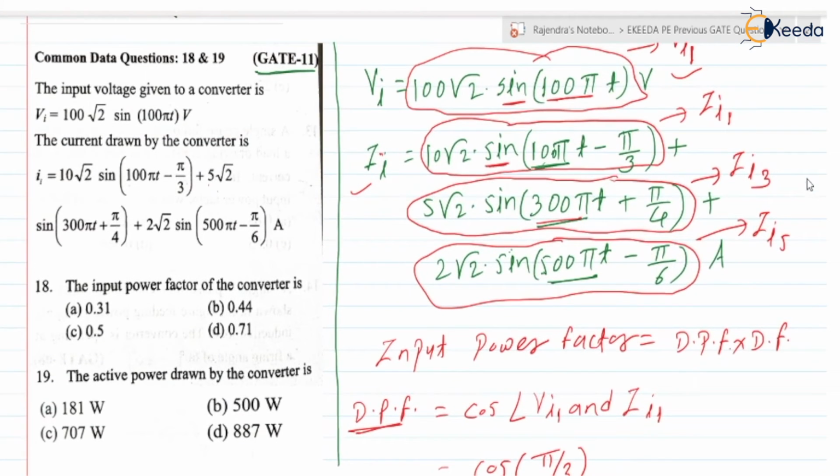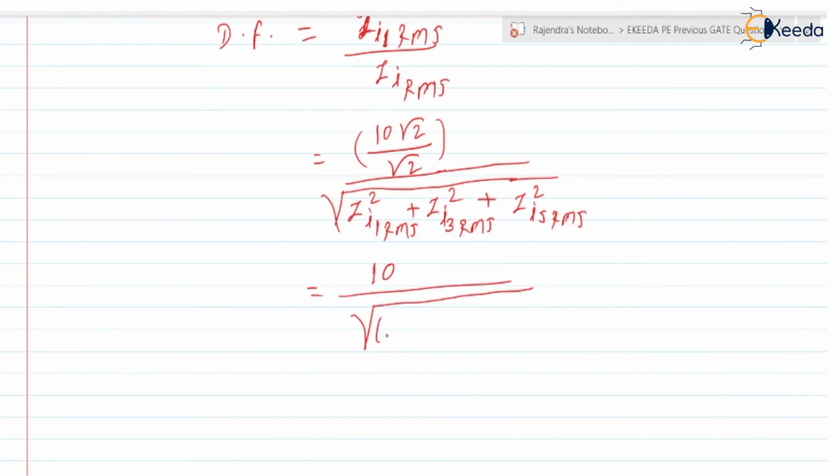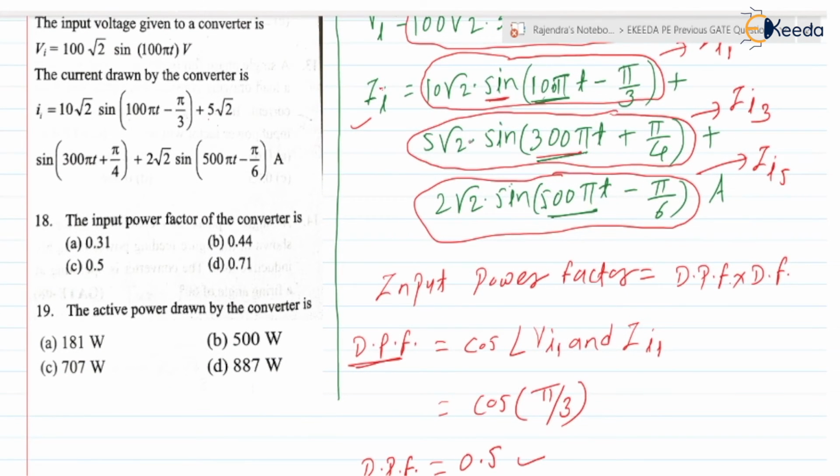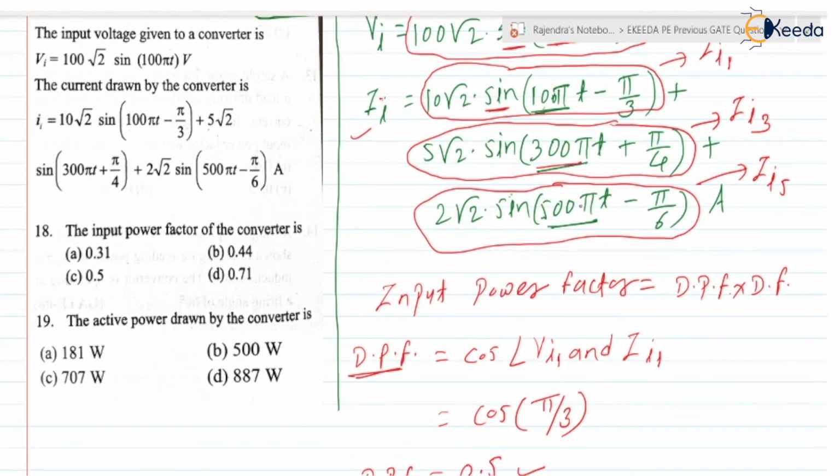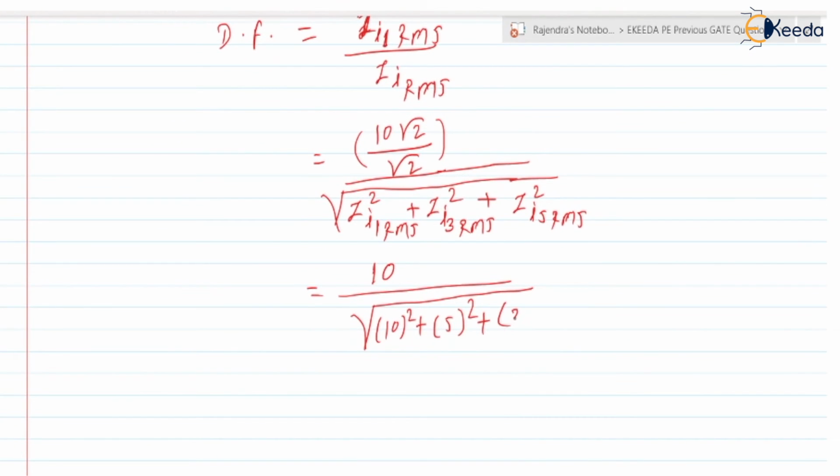which is equal to 10 upon under root I1 RMS square. I1 RMS is equal to 10, so it is 10 square. I3 RMS is nothing but 5 root 2 by root 2, so it is 5. So 5 square plus I5 RMS, which is 2 square. So we can write it as 10 upon under root 100 plus 25 plus 4, so it is 11.36.